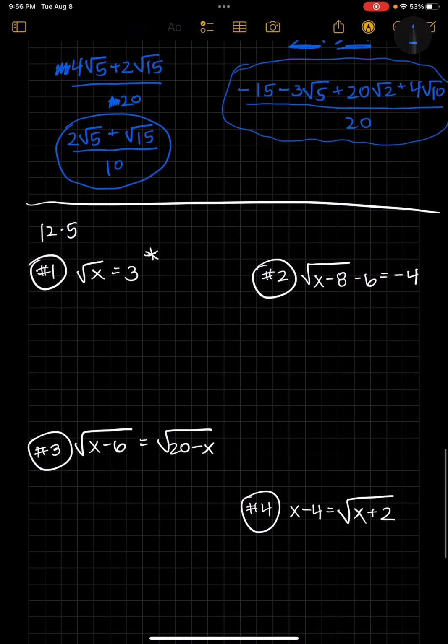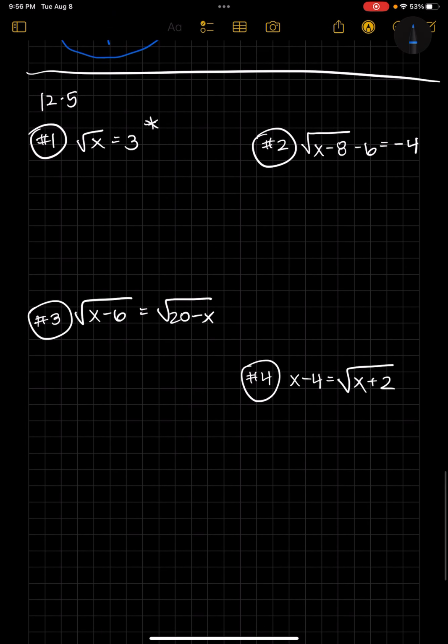Okay, and the last self-check that I'm going to have you do in lesson 12 is how to solve equations with square roots. So number 1, I screwed up the example sheet. It should look like what I have on my paper, or it should look like what I have down in this video. The square root of x is equal to 3. And that's why I put a little star next to it. On your paper, it says square root of 3 is equal to x.